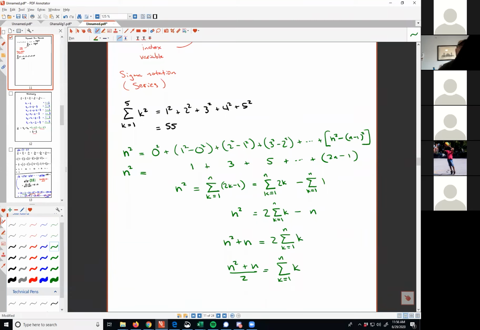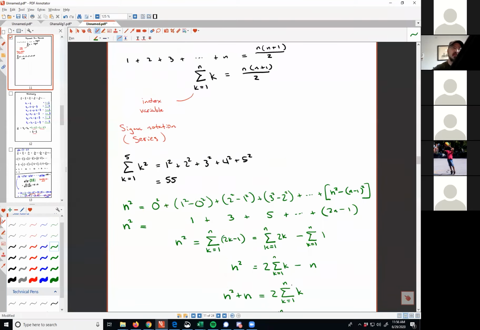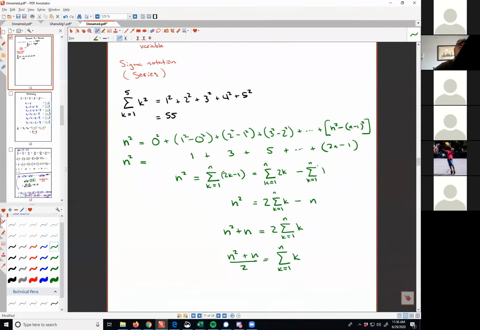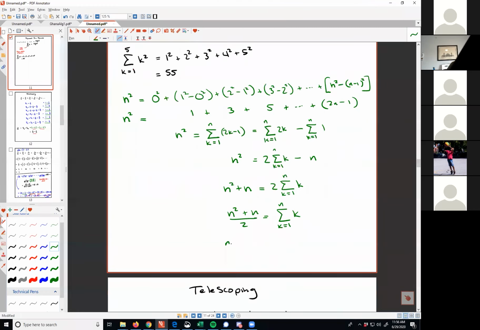And now we see that same formula that we came up with at the beginning. If we want, we can factor it and rewrite it, but this is the sum of the first n counting numbers.